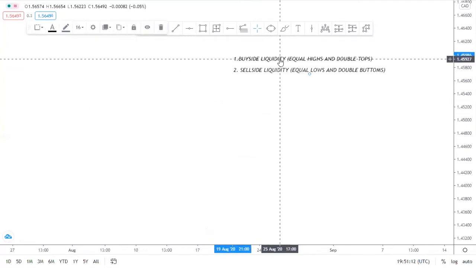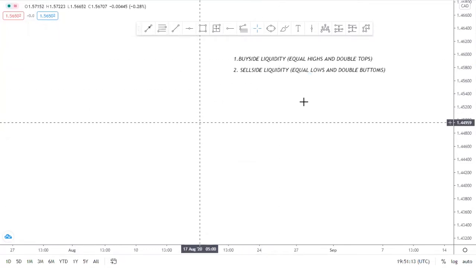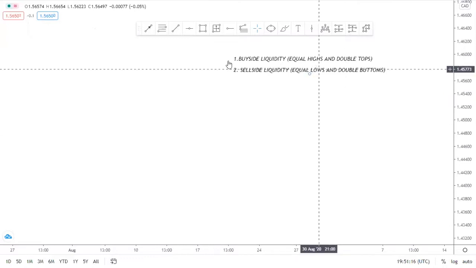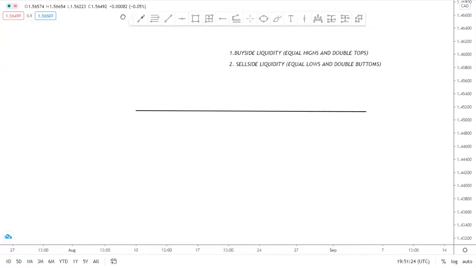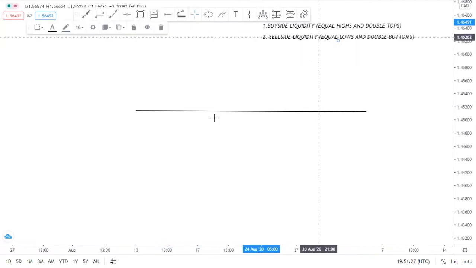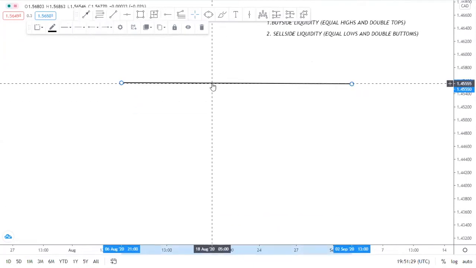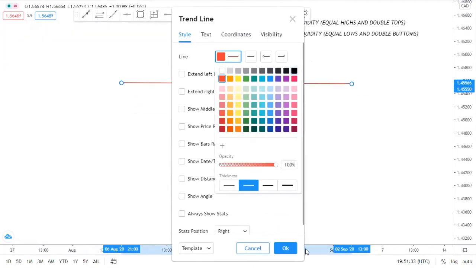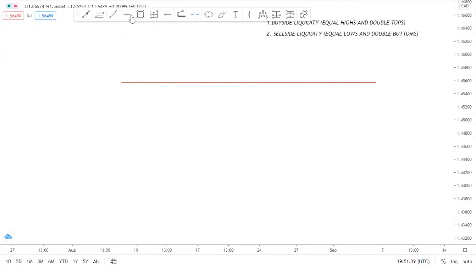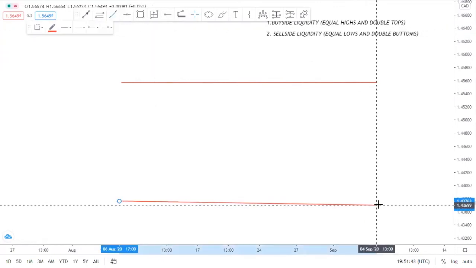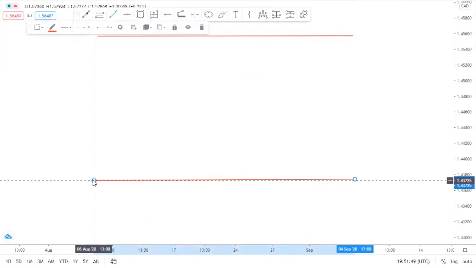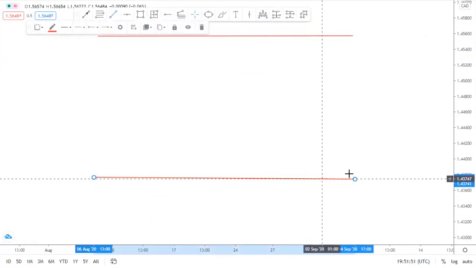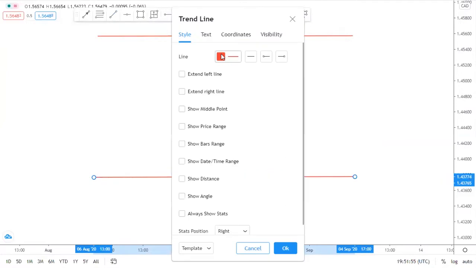What do we mean by buy-side liquidity? Let me explain something. Assuming this is resistance, and like you know, I usually use the color red for resistance and the color green for support. So let me change this color to red because it's resistance. And let me draw another horizontal line here to symbolize support. So I'll change this color to green because support is green.